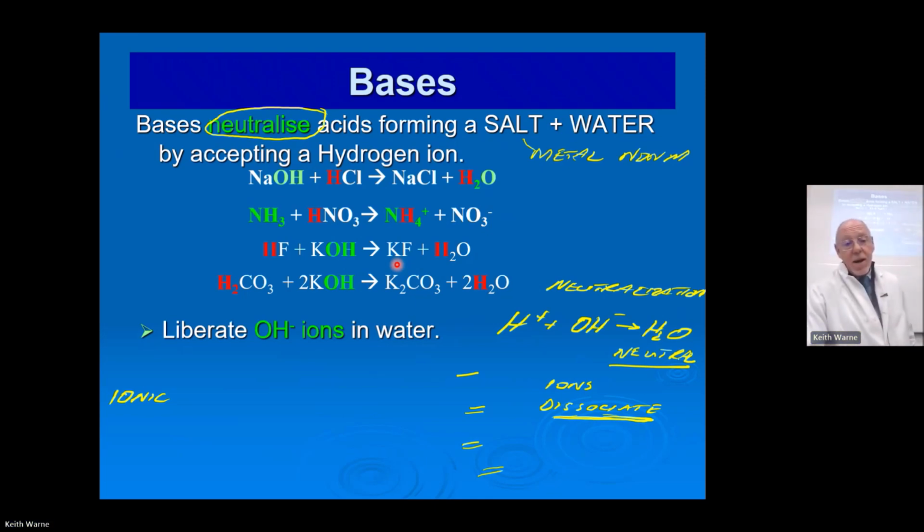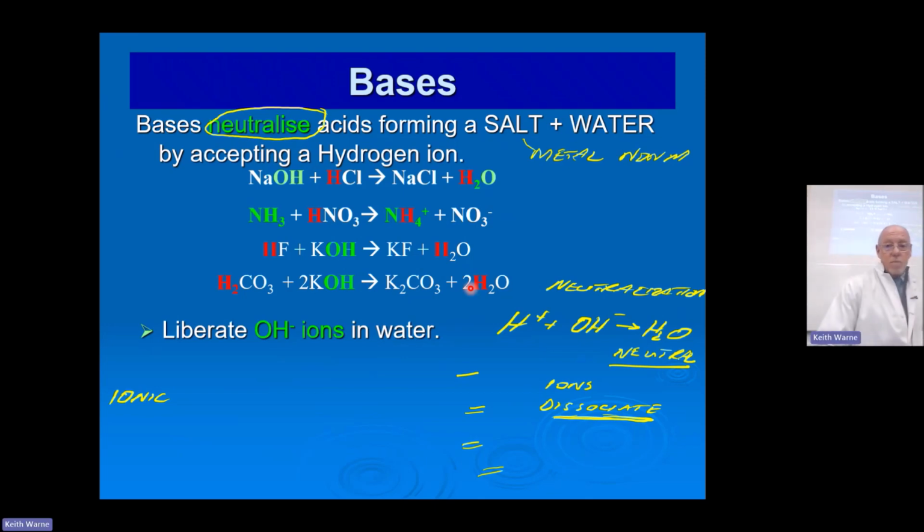Last one. Carbonic acid plus potassium hydroxide, making potassium carbonate and water. You've got to be able to write all those reactions out. If I give you the acid and the base, you should be able to write the product. And to be honest, if I give you the products, you should be able to write down which acids and bases they are. We're going to practice some of those in a minute.